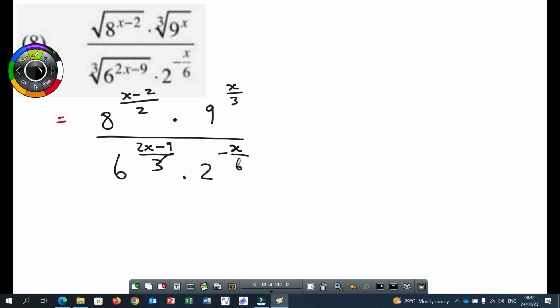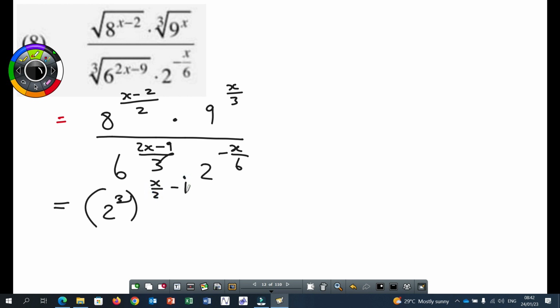Then the next step is to simplify those exponents that are in fraction form. If they are algebraic fractions, then I have to simplify them and also convert the bases to prime. So this 8 is going to be 2 cubed. That will give me (x minus 2) over 2 minus 1.